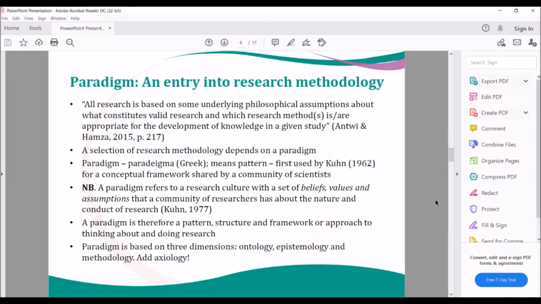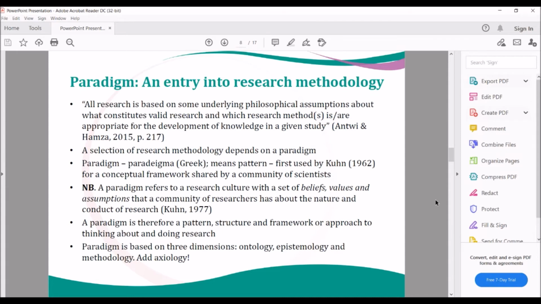We should understand, according to Antwi and Hamza, all research is based on some underlying philosophical assumptions about what constitutes valid research and which research methods are appropriate for the development of knowledge in a given study. So a paradigm gives, like I said, your entry into the research methodology. But it is driven by philosophical assumptions. And a selection of research methodology depends on a paradigm, therefore.